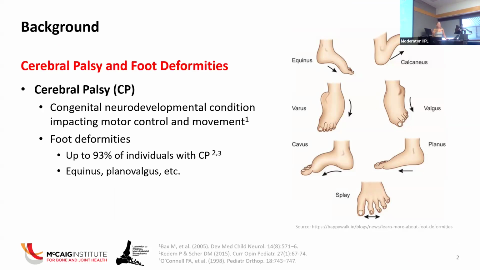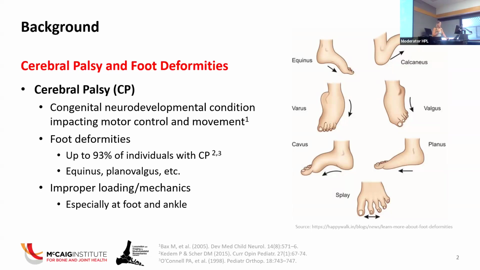And it is often associated with an array of foot deformities, prevalent in up to 93% of individuals with CP. Some of the most common foot deformities are seen in this graphic on the right here. We see that they're divided into hindfoot, midfoot, and inversion, eversion categories. Some of the most common foot deformities that we see in this population that we were working with were equinus, which we can see in that top corner. That's where we're in plantar flexion, and plantar valgus, where we have a combination of planus and valgus.